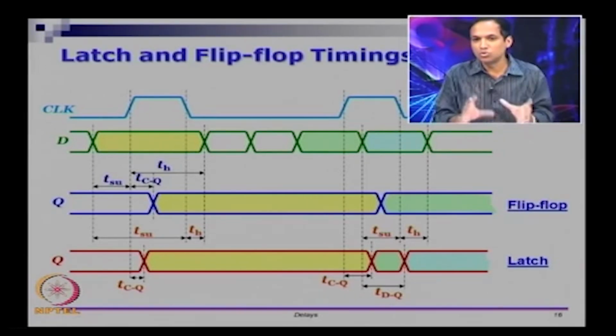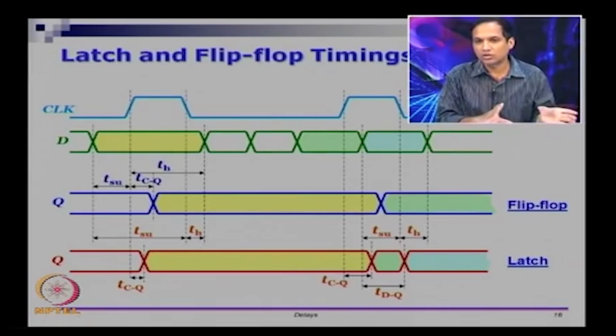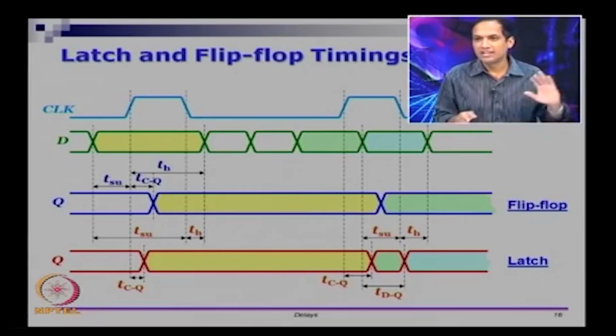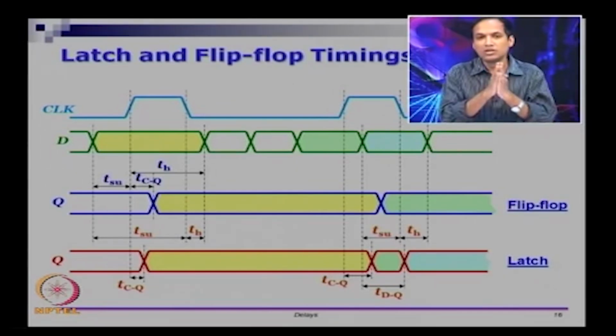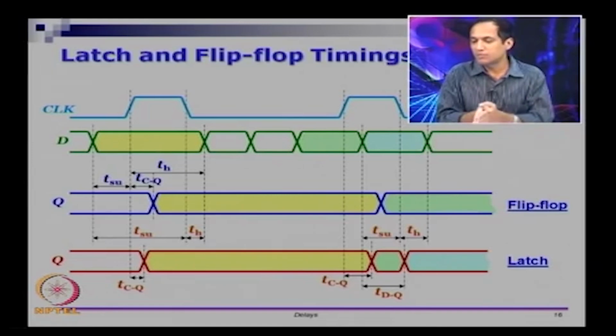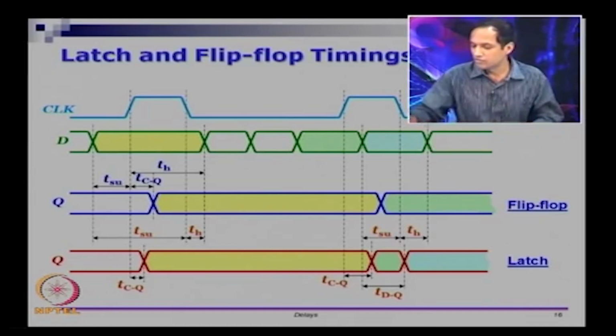So, for a latch there are two kinds of propagation delays, the clock to Q delay and the D to Q delay. For a flip flop there is no D to Q delay because D should be kept constant with respect to the clock edge anyway. So, you always measure clock to Q delay in a flip flop.